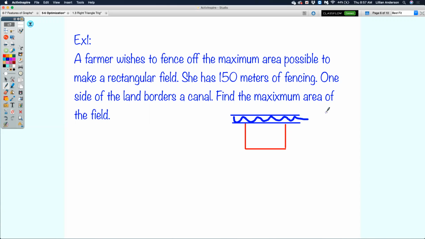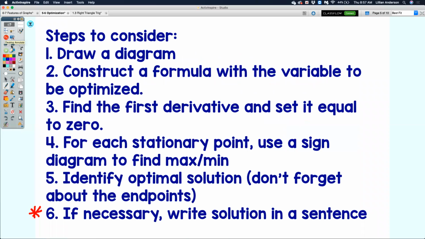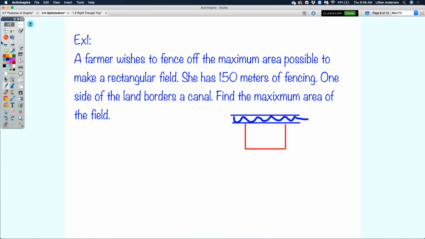Now step 2 says we need to construct a formula with the variable to be optimized. So right here, and it usually says it in the problem, we want to figure out our maximum area. Because we want to figure out our maximum area, that is the formula that we need to create that's going to be optimized. And since this is a rectangle, what's the formula for the area of a rectangle? Length times width. Very good. A equals length times width.